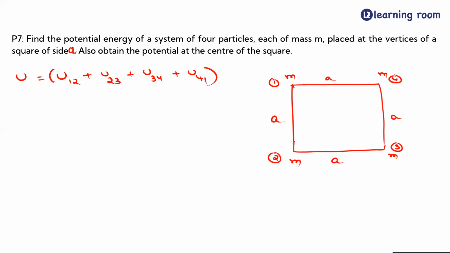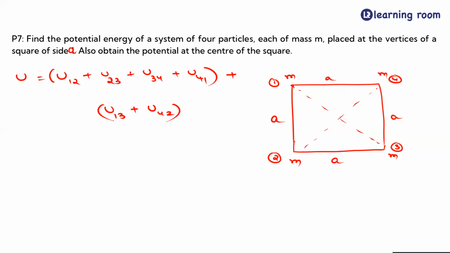Right. But I can also define the potential energy between the first and the third mass because they are diagonally opposite. Similarly, I can establish a relation for potential energy between the fourth and the second mass also. Am I clear with that?